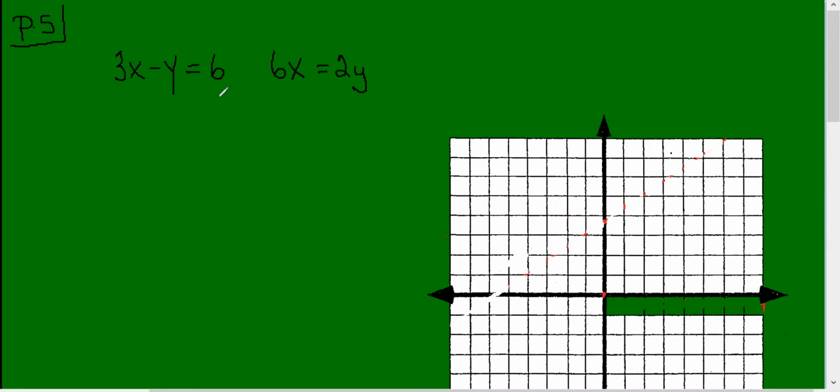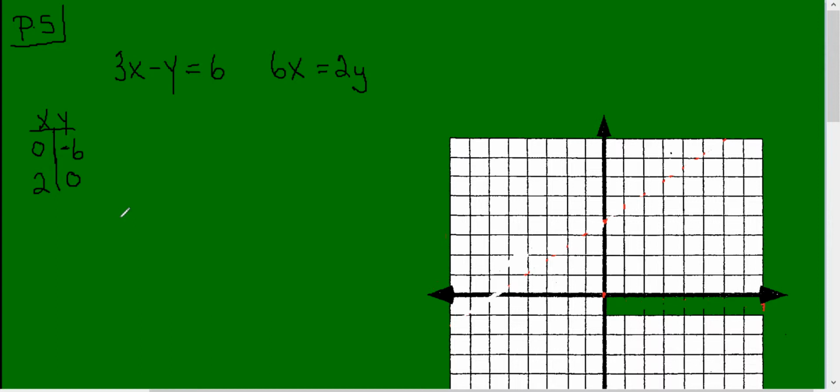Okay, here's another system. This is practice problem 5, page 286. And notice I split them up this time. Give me a little workspace underneath. So on this left one here, I can make my t-chart this way and I can do the xy intercept method. When x is 0, y is going to be negative 6. And when y is 0, x is going to be 2.